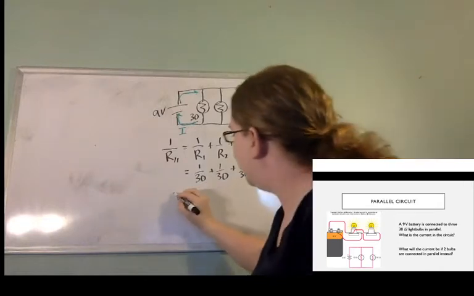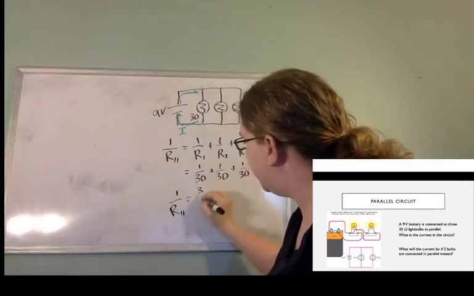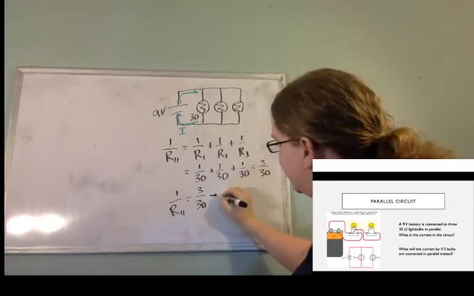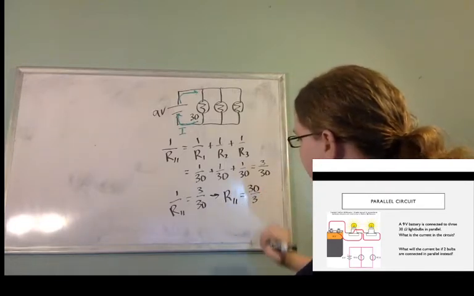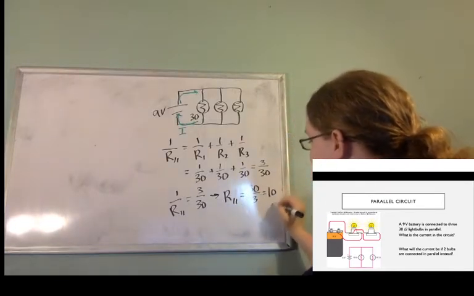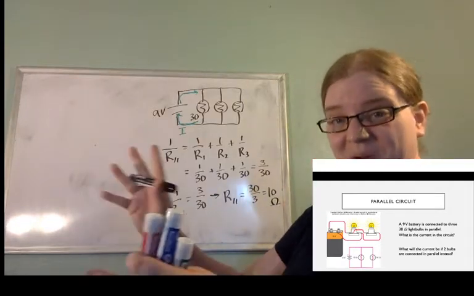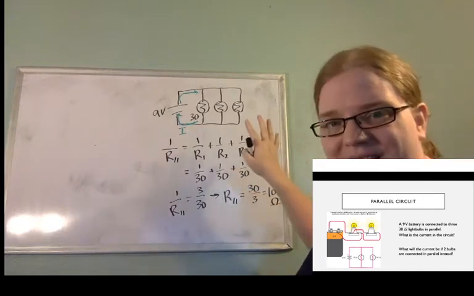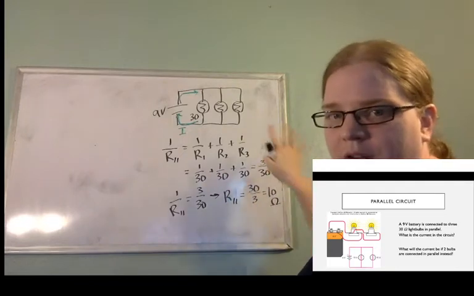All right, that tells me if 1 over R parallel equals 3 over 30, then I'm going to flip both sides, and R parallel will be 30 divided by 3, which is just 10. It is smaller. 10 ohms. Okay. Cool.